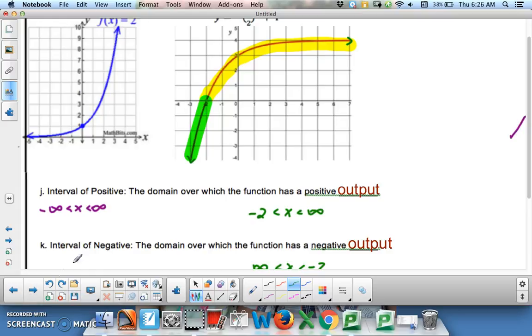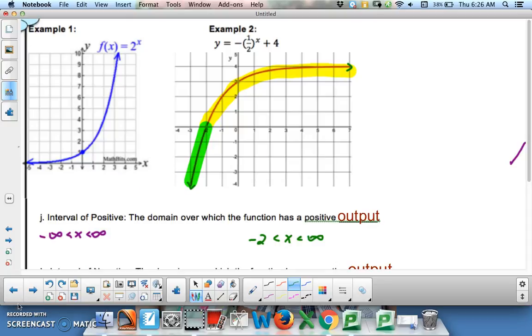Right? And that's it with interval of positive and interval of negative. We've just got one more video left, so let's go ahead and get to it.